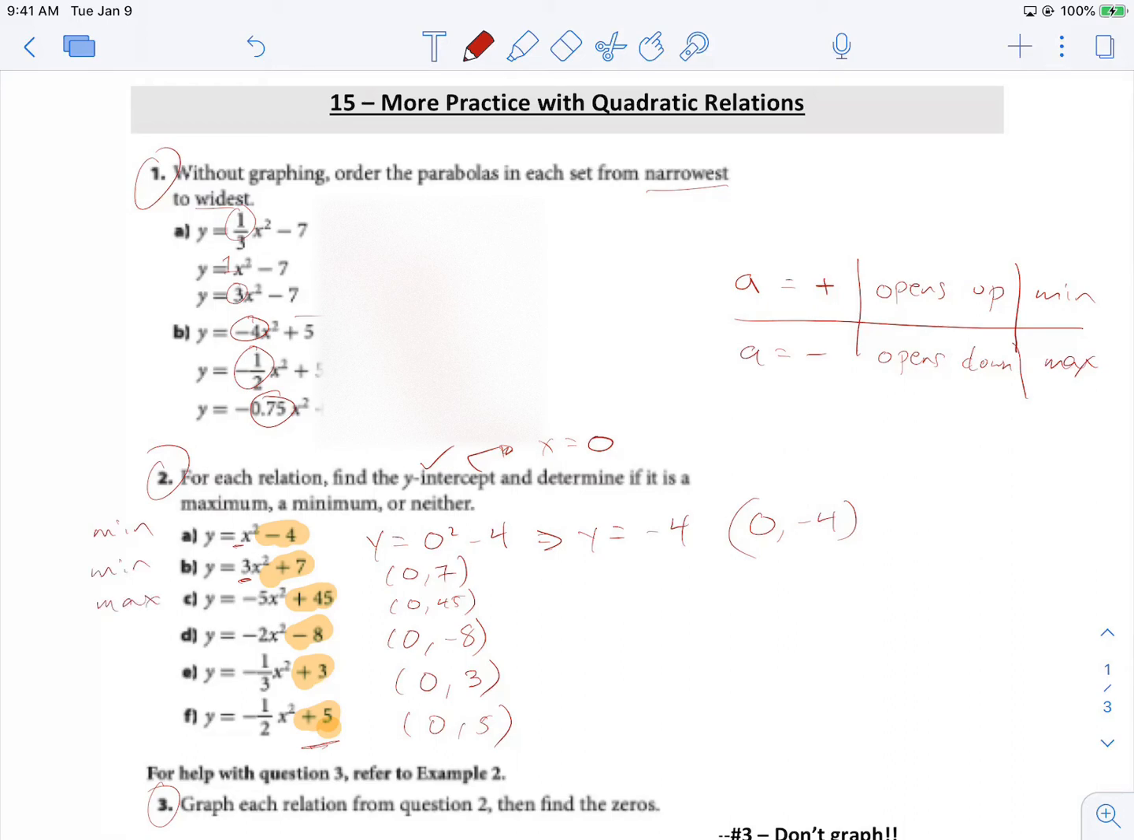Here we have a maximum because it's negative 5. Here it's a negative 2, so if it's negative, it's going to be a maximum as well. Here it's negative 1 over 3, it's going to be a max. And here it's a negative 1/2, which is also going to be a max. Perfect.